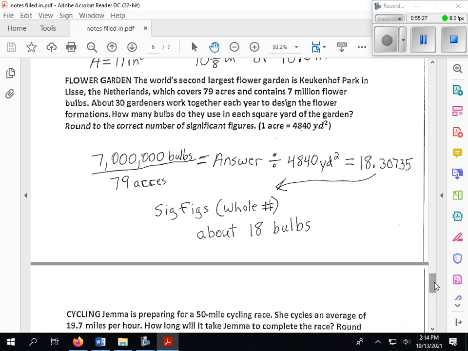What could we do to this number to make it into feet then? Multiply that by 3. Divide it by, somebody help me out, what's 4840 divided by 9? 537.7. So we'll say 538, that's going to be close enough, right? So it's 538 square feet.